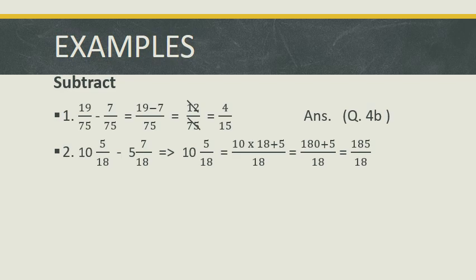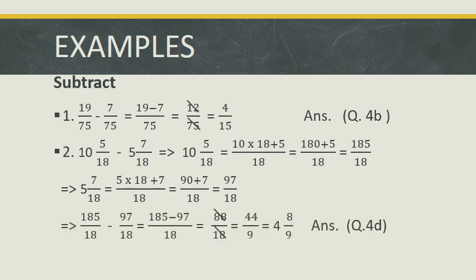Now let's change the second mixed fraction, which is 5 7 by 18, to an improper fraction. We will follow the same step. Integral part 5 multiplied by denominator 18 plus numerator 7, upon 18. So 90 plus 7 upon 18 is equal to 97 upon 18. Now we have changed both mixed fractions to improper fractions, and as we know these two fractions are like fractions, we will write the difference in the following way.